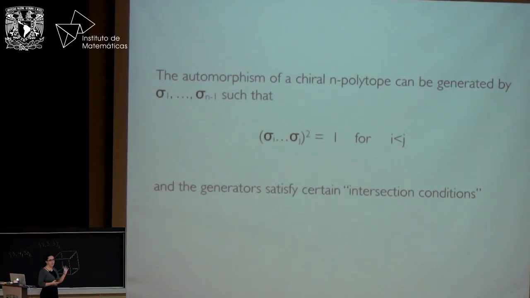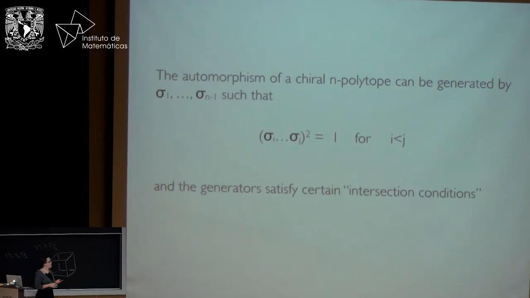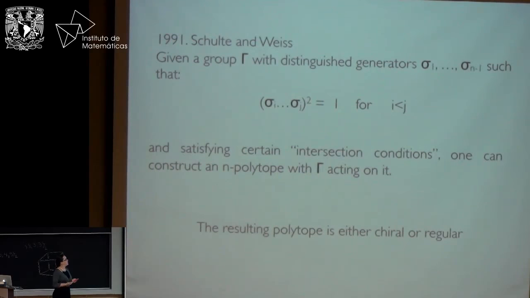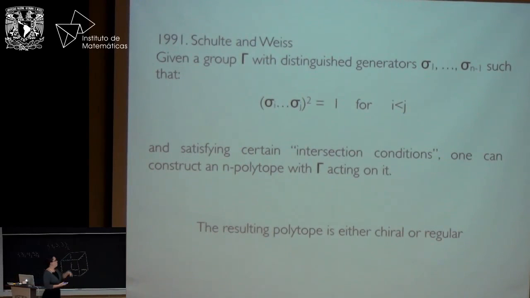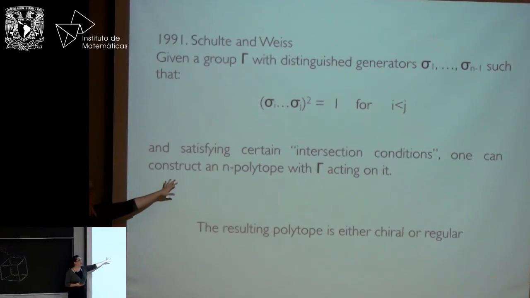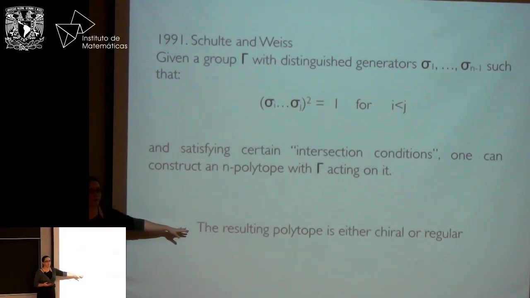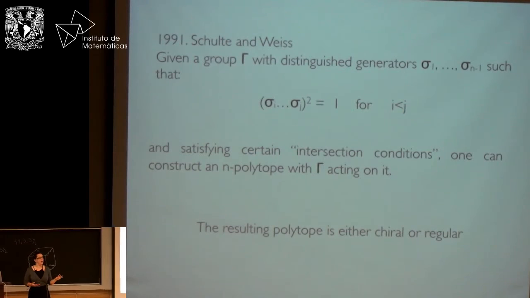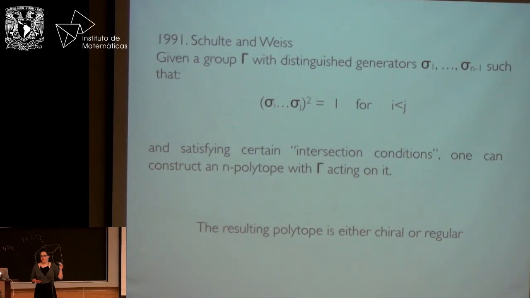And this group satisfies some intersection conditions that come from the intersection of the stabilizers of chains of the base flag. So whatever that is. What is nice here is that I can go back. So if I have a group generated by the sigmas, satisfying that when I multiply consecutive ones, I get involutions, plus certain intersection conditions, then I can construct an n-polytope on which it acts. And the resulting polytope is going to be either chiral or regular. The way you construct it is exactly the same way as before. We look at what the stabilizer of one face of each rank should be, and then we take cosets and non-empty intersection. So exactly the same as before. But now I can think of any rank that I want.